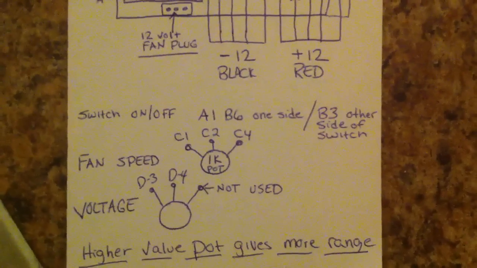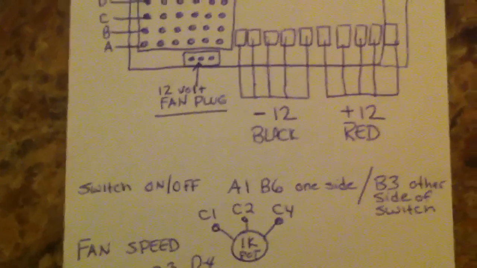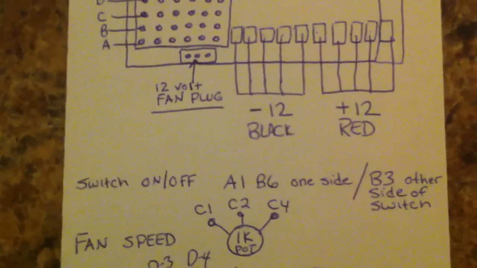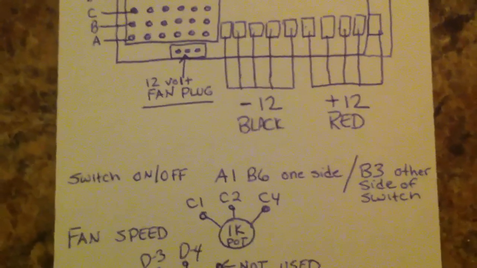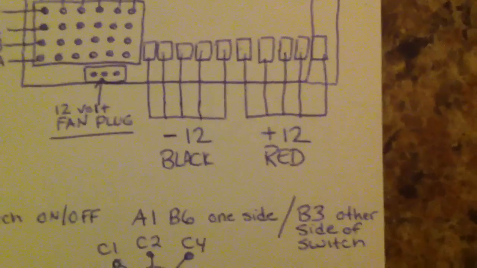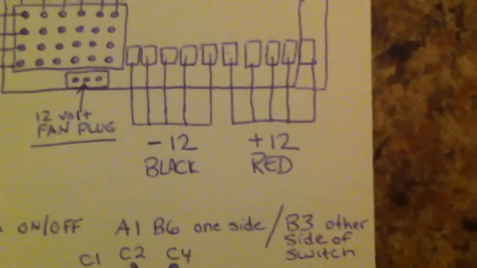If you want to get an on and off switch on it, then you hook a wire to A1 and B6. Hook those together, and put it on one side of a toggle switch, and the other side goes on B3.